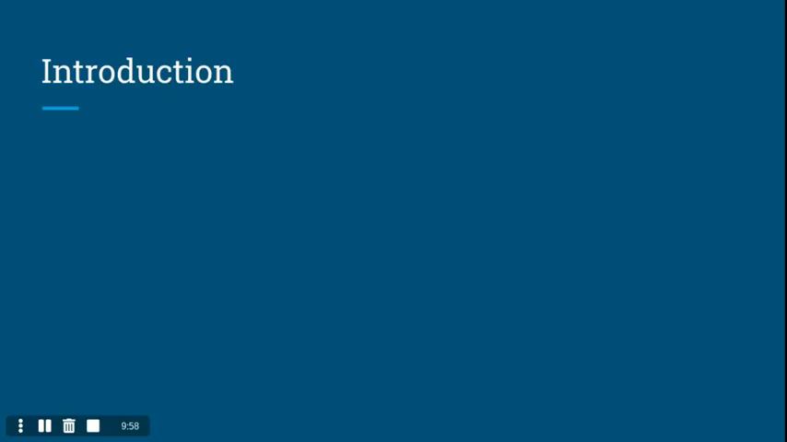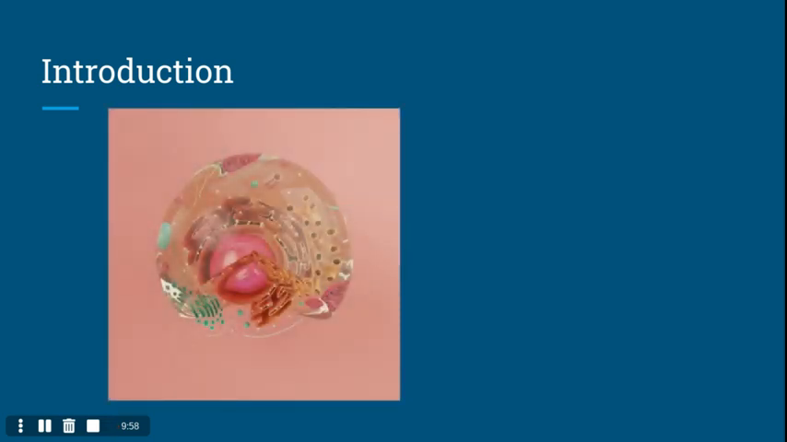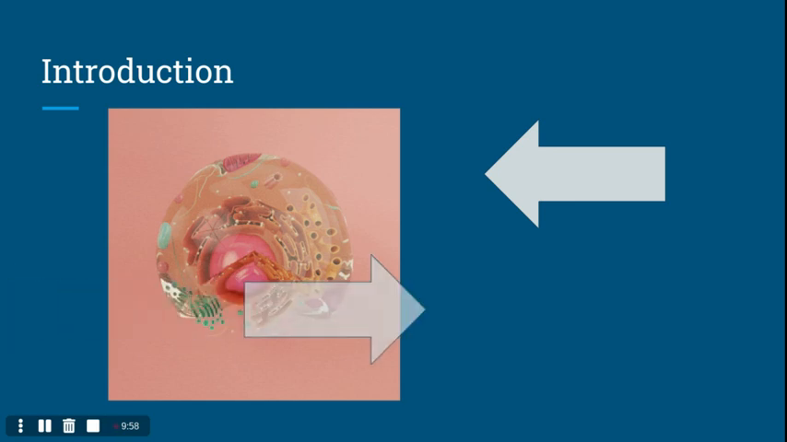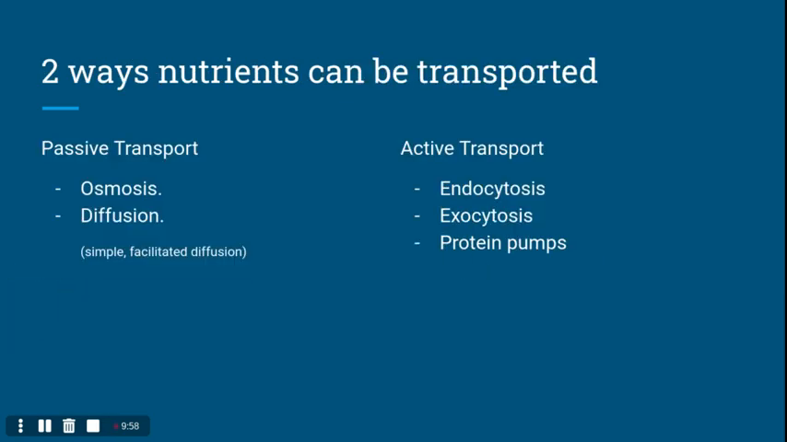So, introduction. As we all know, our human bodies are very complex and made up of trillions of cells. And for these cells to survive, they must have a constant supply of vital substances and nutrients like water, food, oxygen, etc. The cell membrane is semi-permeable, and these nutrients need to be transported in and out of the cell constantly through the cell membrane. There are two ways nutrients can be transported, which are passive transport and active transport.